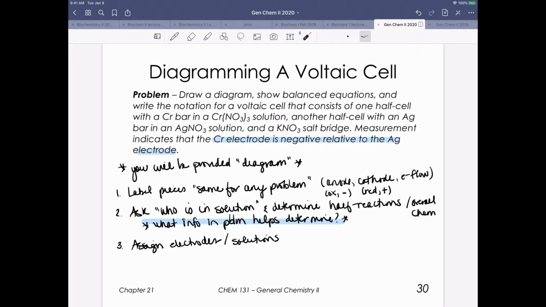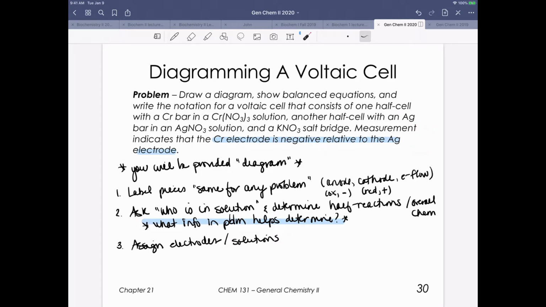Again, this has a lot of information it's asking us to provide. It says draw the diagram, show balanced equations, and then write the notation for a voltaic cell that consists of one half cell with a chromium bar and a chromium nitrate solution, another half cell with a silver bar and a silver nitrate solution, and they tell us that we've got a potassium nitrate salt bridge.